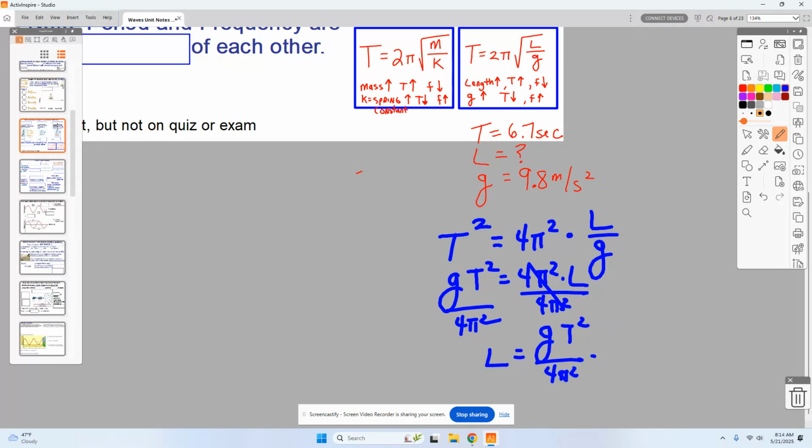Now, I know a lot of people like to do this with numbers as opposed to letters. But the nice thing about this solution is that for any period that I measure of a pendulum, that's the T value, I can just plug that value of T into that equation and calculate the length, as opposed to having to do that math every time. So I take 9.8, multiply that by the period squared.